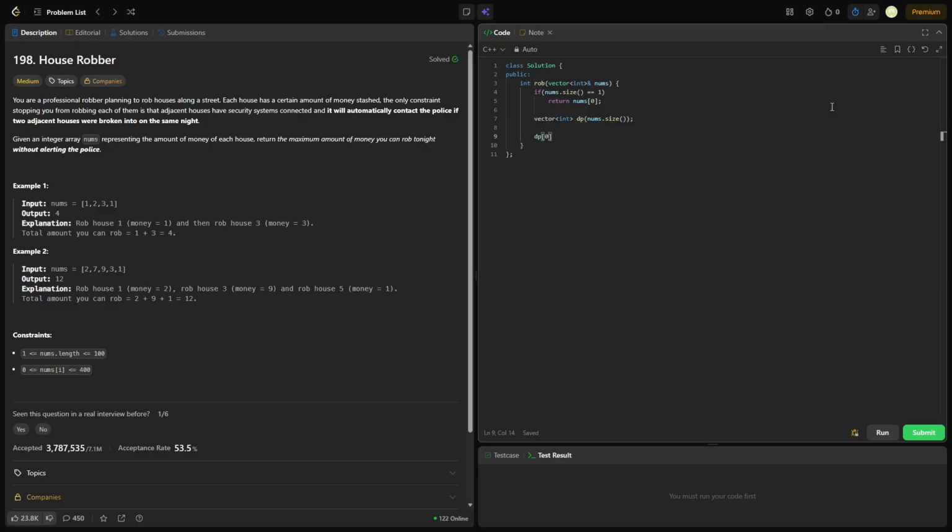Remember, DP of 0 is going to be the first value in the input array, so we're going to say nums of 0. And DP of 1 is going to be the maximum between the first two values in the input array. So we take the maximum between nums of 0 and nums of 1 and put it in DP of 1. From here forth, we're basically just going to iterate through the input array. So int I equals 2, and we iterate to the end of the input array: nums.size, I++.